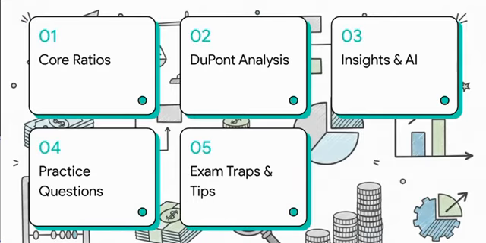So here's our roadmap for today. We'll start with core profitability ratios, then unlock DuPont analysis. After that, we'll look at some real-world insights in AI, dive into CFA practice questions, and finally, wrap up with some crucial exam traps and tips.